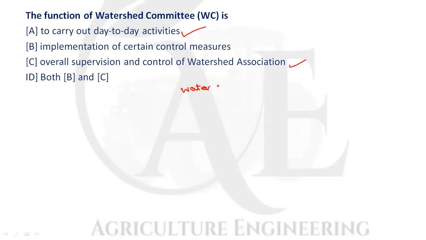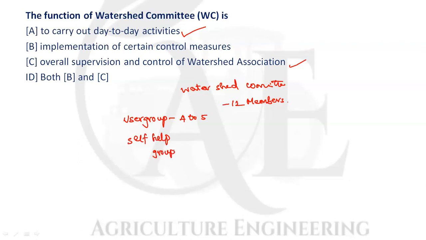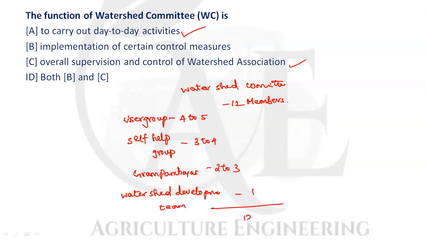This watershed committee consists of 12 members. Among these 12 members, the user groups should be 4 to 5 members, and self-help groups, there should be 3 to 4 members, and from Gram Panchayat, there should be 2 to 3 members, and from watershed development team there will be 1 member. Totally there will be 12 members in this watershed committee. They can carry out the day-to-day activities as well as supervision and control of the watershed association. Okay, so options A and C are correct. So here the option D is the correct answer.